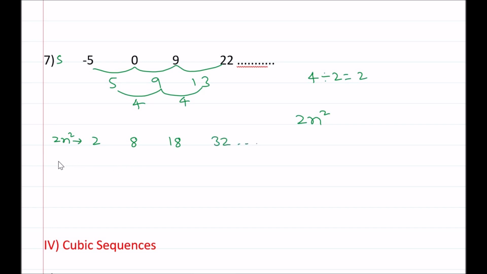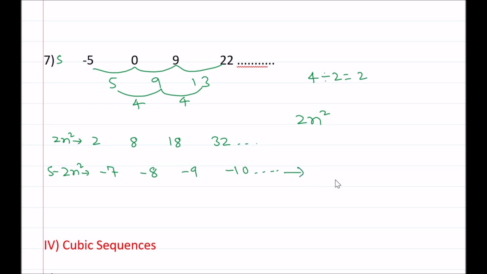What do you need to do now? We need to subtract from the original sequence. So the sequence minus 2n square, what will you get? 5 minus 2, that will be 7. 0 minus 8, minus 8. 9 minus 18, minus 9. 22 minus 32, minus 10, and so on.